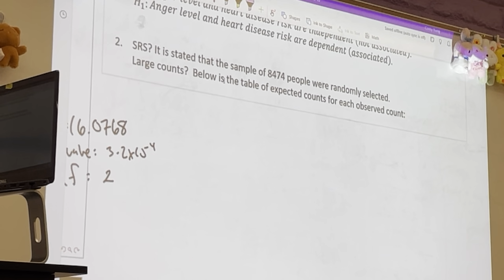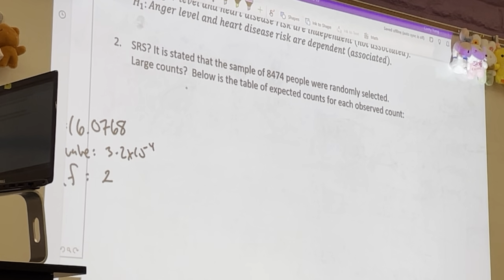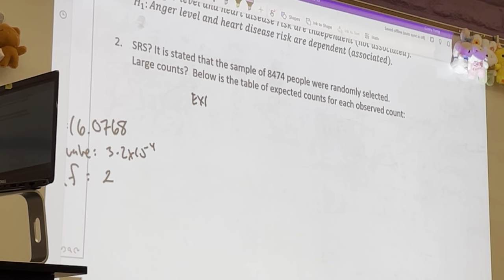All right, and then because again, you can't just tell the AP reader, oh, trust me, I did it and I know that they're all greater than 5. No, you have to create a table of the expected counts to show them. So in this case, here's the expected counts.